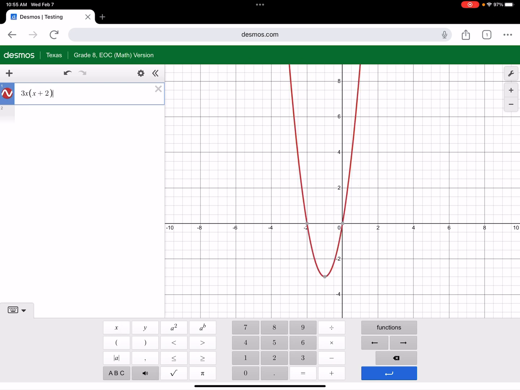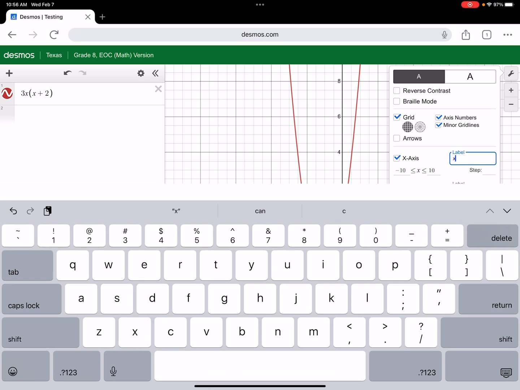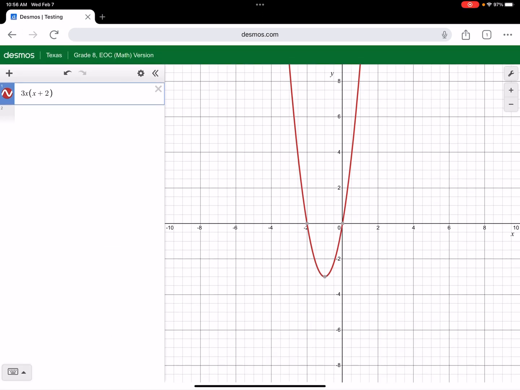You can see that U-shaped graph. We got our quadratic. And then remember, we're looking for roots, zeros, x-intercept solutions. So all we have to do is find the x-axis. Remember that if you don't know which one is your x and your y, Desmos can tell you. You hit that wrench at the top, and it tells you to label x, and then it tells you to label y. And then you tap back on your graph, and you can see that the x and y is now labeled. And so your x-axis is this one.